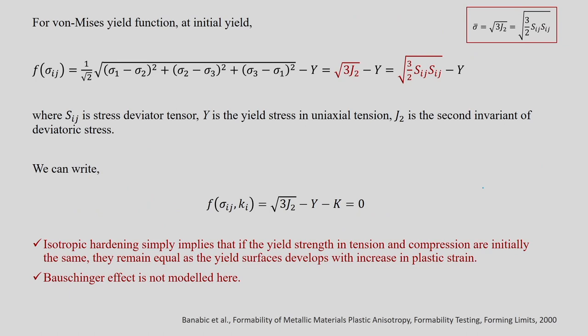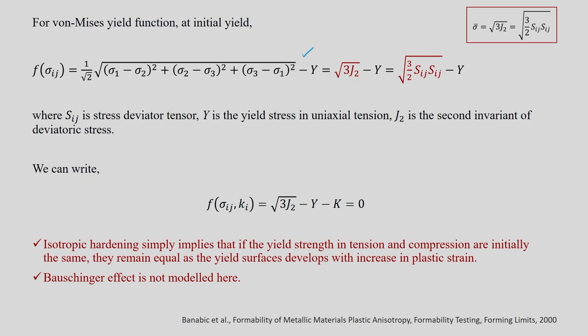Fine. So now this equation is written. Now what we are going to do is, this is also something new for us. Suppose you want to write the von Mises yield function, how do you write? So the von Mises yield function at yield can be written in this fashion. So F is equal to, this is known to you, right? 1 by square root of 2 into square root of (sigma 1 minus sigma 2) whole square, (sigma 2 minus sigma 3) whole square, and (sigma 3 minus sigma 1) whole square, minus Y. Y is nothing but, let us say, sigma 0 or sigma f, like that.